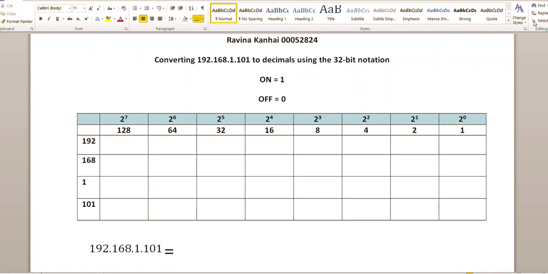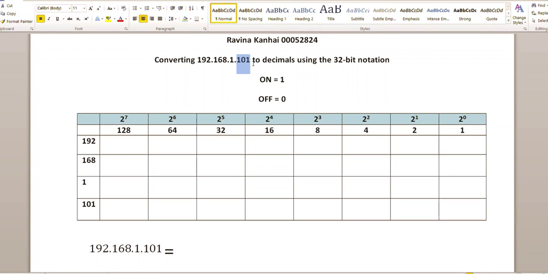My name is Ravina Kanhai and today we will be converting an IP address to decimal using the 32-bit notation. Before we get into the conversion, let's understand what we mean by 32-bit. If you look carefully at the IP address 192.168.1.101, you will notice that it is broken into 4 different parts. Part 1, 2, 3, and 4.